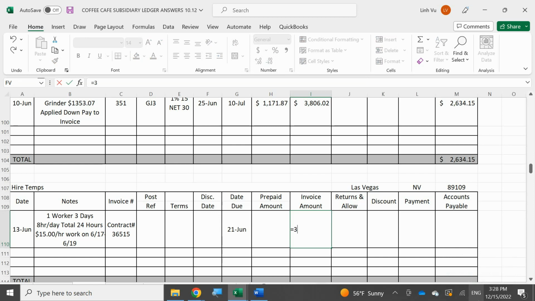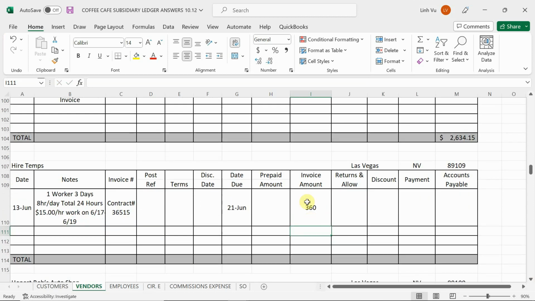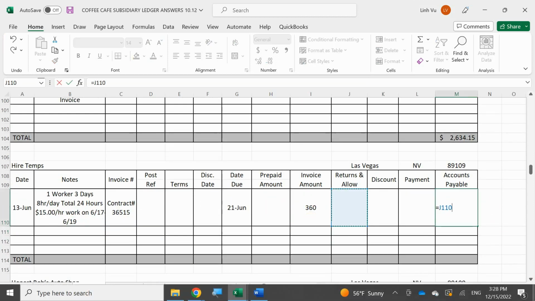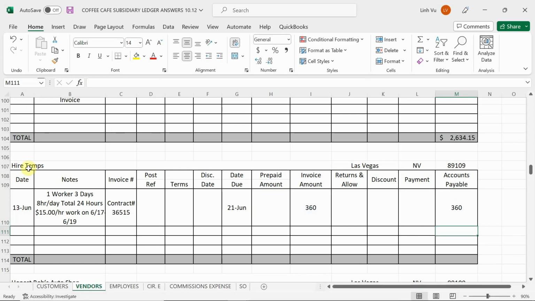for 3 days, 8 hours per day, $15 an hour, for the $360. So in this case, yes, I can safely say that I owe Hire Temps that $360 if, because it's a condition, the contract has been fulfilled. If not, then I can edit this and say, no, I don't owe Hire Temps anything because the contract was breached.